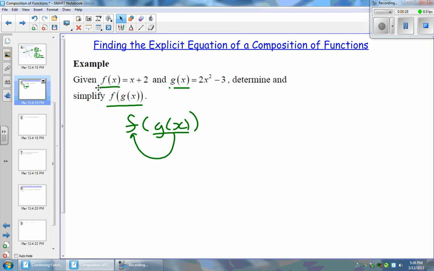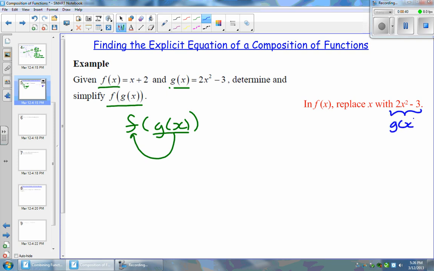So in other words, I'm going to sum it up with this nice sentence that I have here. In f of x, you're going to replace x with 2x squared minus 3. And that 2x squared minus 3 is your g of x function. Okay, so start with that f of x function. So we're starting with an x right away here. So instead of writing an x, you're going to write out 2x squared minus 3, and then you're going to continue. So plus 2. So this example is quite simple here.